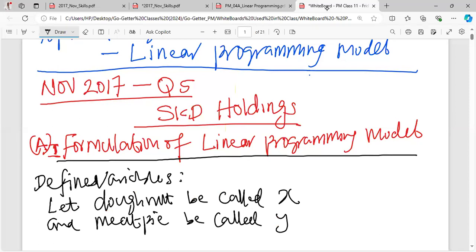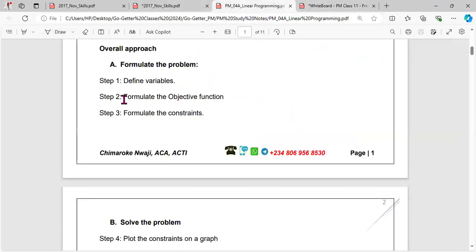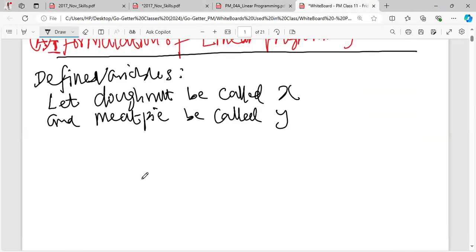Now, that's the first thing. The second one is to formulate the objective function. So the first one, we've defined our variables. The next one is the objective function.